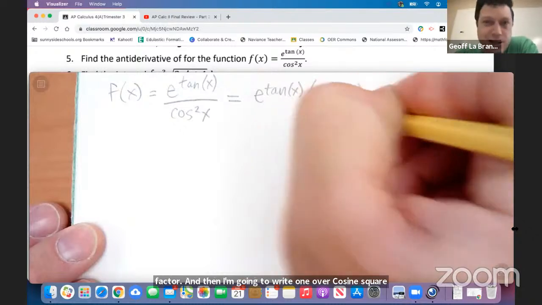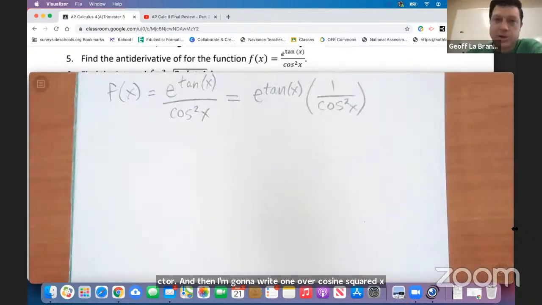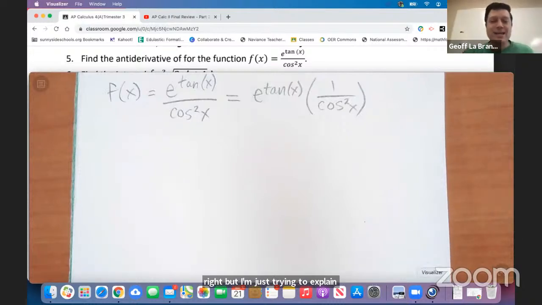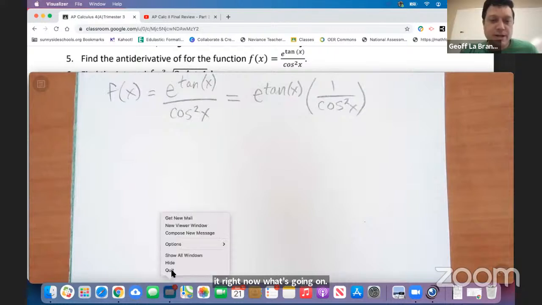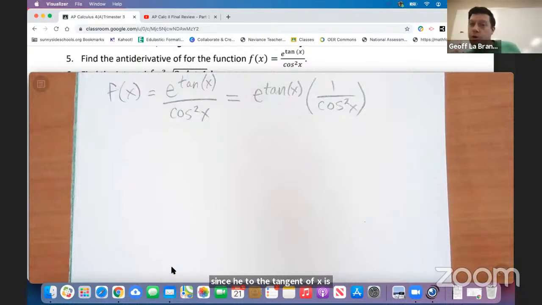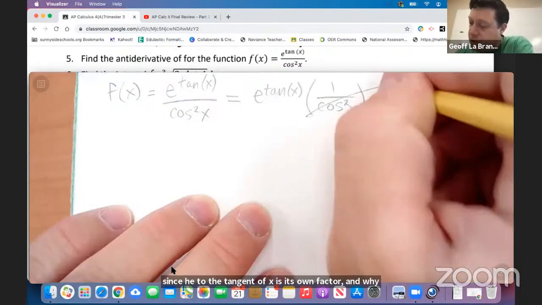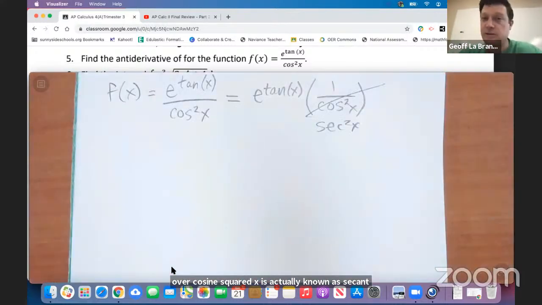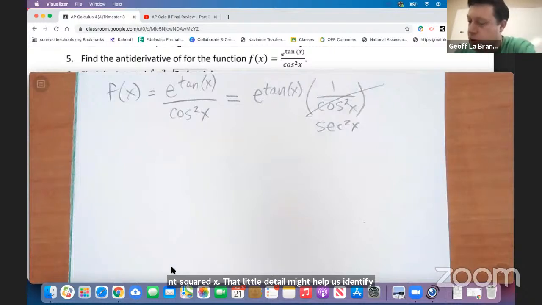This is not necessary for you to write, but I'm just trying to explain what's going on right now. Since e to the tangent of x is its own factor and 1 over cosine squared x is actually known as secant squared x, that little detail might help us identify what our u substitution should be.